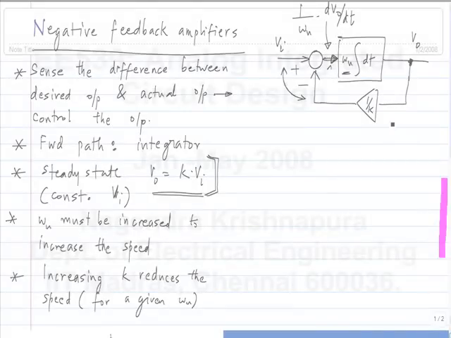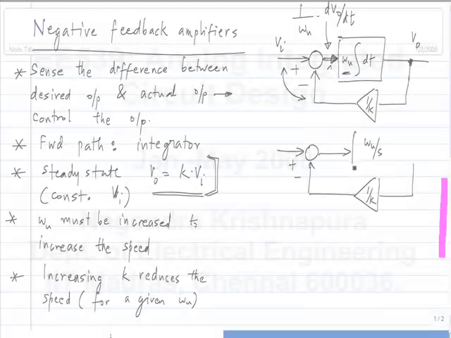How do I change this to the Laplace domain? The difference is still a difference, and the attenuator is still an attenuator. What is the integrator? Omega u by s. Okay. So what is the transfer function V naught by Vi?